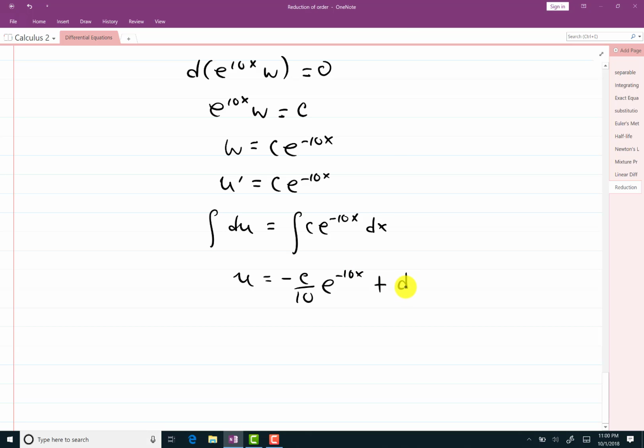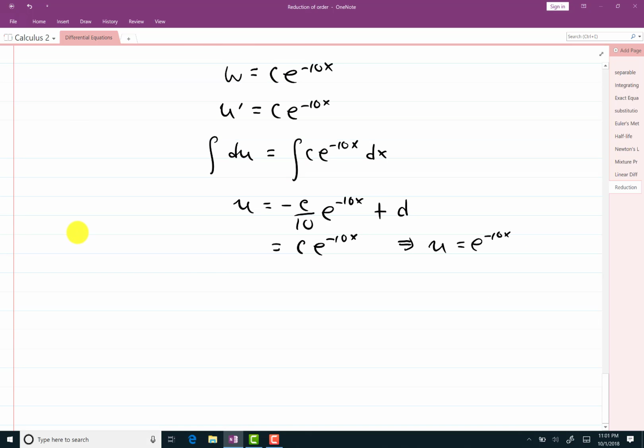d. But the beauty here is I'm only looking for a solution. Like y1 was e to the 5x, I didn't need any constants with it because part of my answer has constants listed in it. So for example, I could rewrite this simply as c e to the negative 10x. I could let the c absorb the negative sign and the 10. And in fact, I don't even need the c. I could just, if I want to, use u equal to e to the negative 10x, because I'm just trying to find a y2. So you remember, y2 equals u y1.